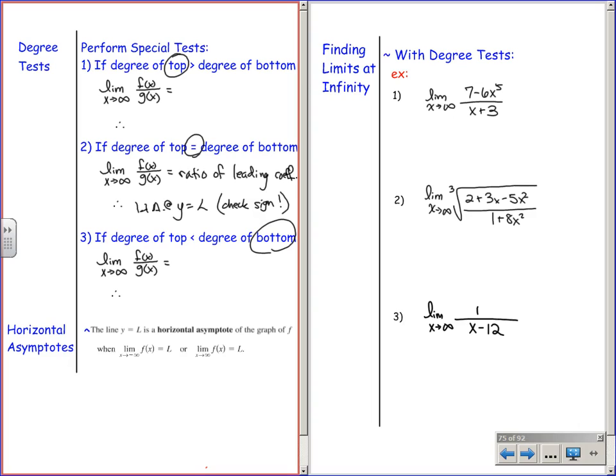Always, always, always. The limit's going to equal 0. The nice thing is I can say there's a horizontal asymptote at y equals 0, and I don't need to check the sign because what's true about positive, negative, 0? Yeah, exactly. It doesn't matter.